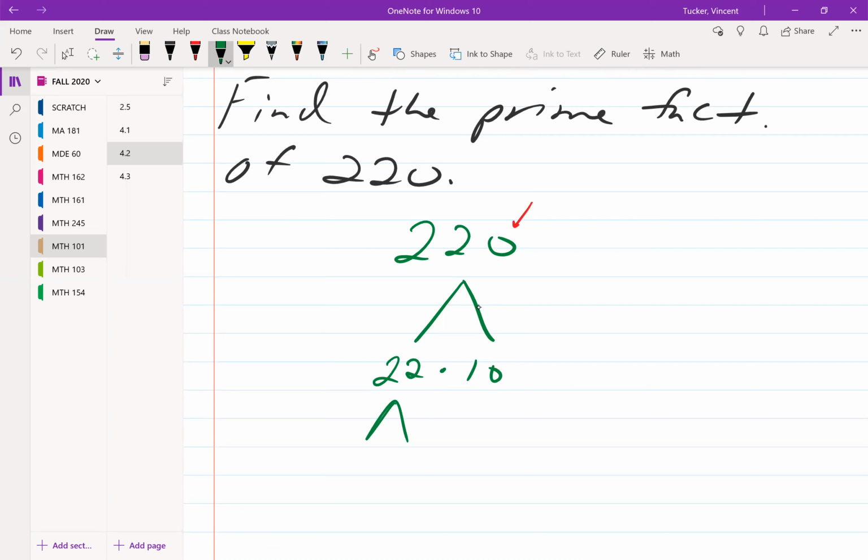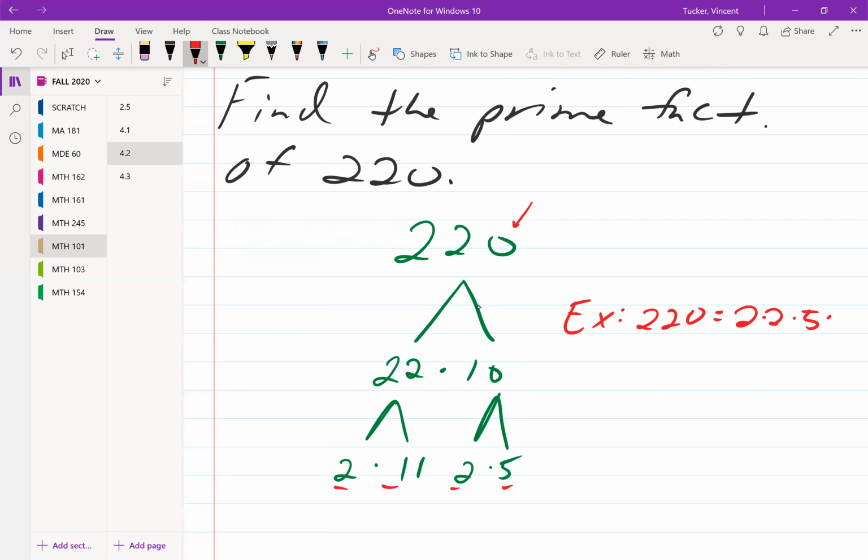Two numbers that multiply together to give you 22 would be 2 times 11. Two numbers that multiply to give you 10, 2 times 5. All right. Once you end all of your tree branches in prime numbers, then that would be your prime factorization. So the prime factorization of 220 is 2 times 2 times 5 times 11. And once again, you could also represent the 2 times 2 as 2 squared times 5 times 11.